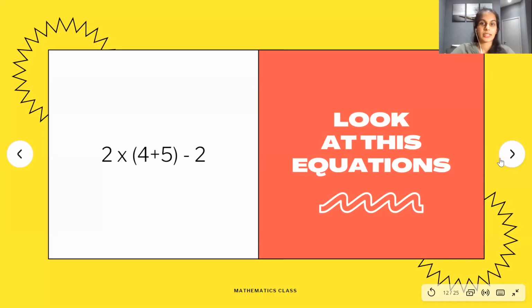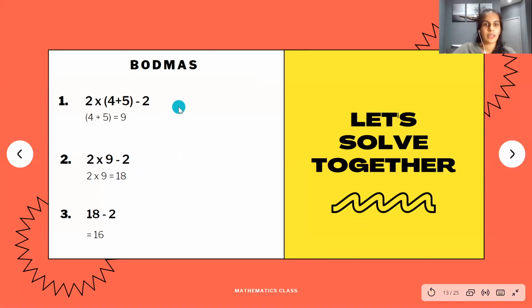Let's take a look at this equation here. 2 multiplied by (4 plus 5) minus 2. So how would we solve this? Following the BODMAS rule, you must always solve the brackets first. So we would simplify the numbers inside of this bracket. 4 plus 5 equals 9. So our equation will now look like this: 2 multiplied by 9 minus 2.